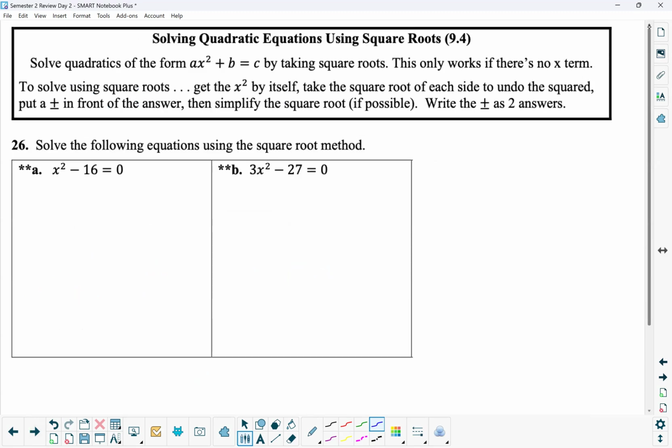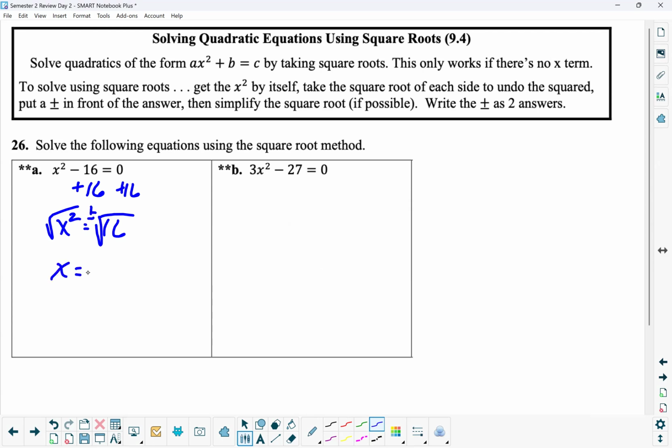So why is this helpful, or when is this helpful? It's helpful when you get an equation that has x squared and no x to the first power. So if I have x squared minus 16, to solve this, I can use the square root method. I can add 16 to both sides. That way I get my x squared by itself, which says right here, get the x squared by itself. Take the square root of each side to undo the squared. Put a plus or minus in front of the answer, then simplify the square root.